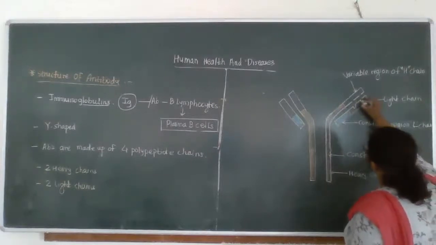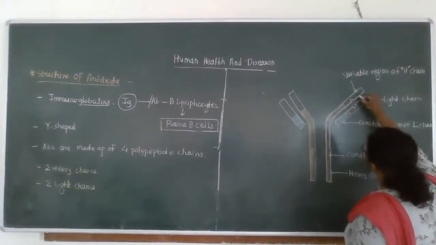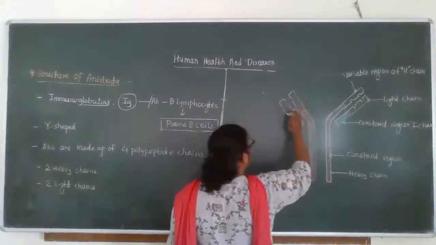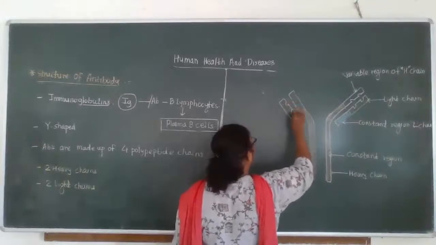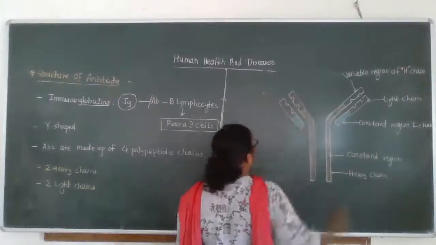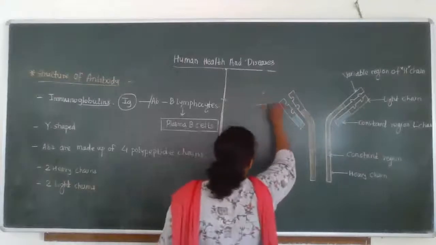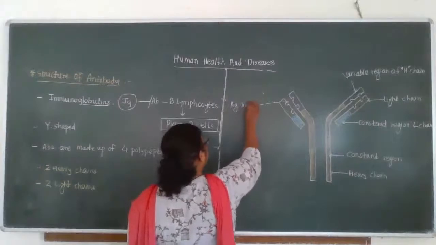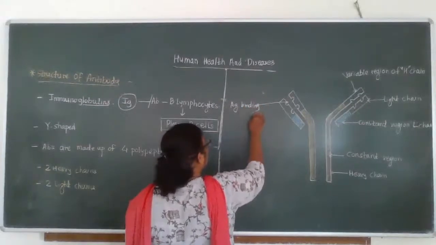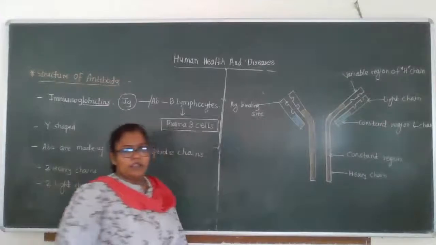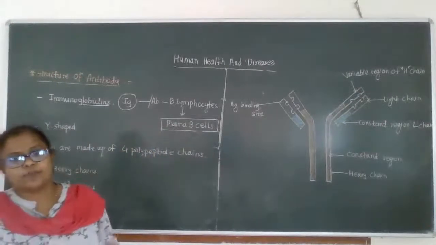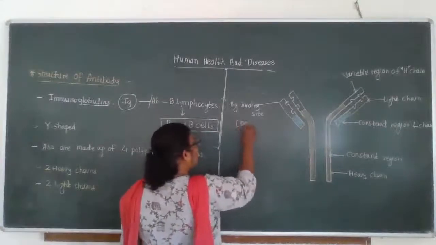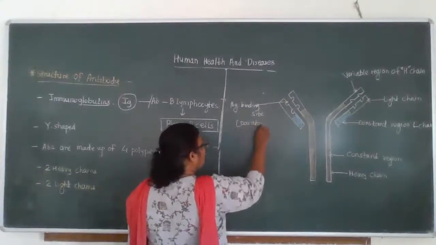Here is the antigen binding site. This antigen binding site which is present on the antibody is called a paratope. It is called a paratope.